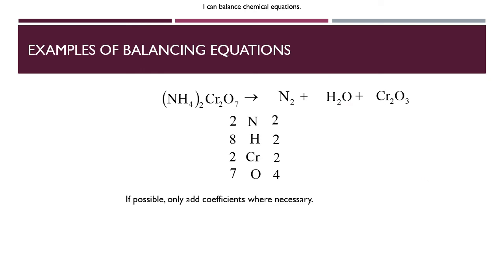Here the hint is this. If possible, only add coefficients where necessary. Or another thing to think of is think in terms of particles or molecules. Here's what I mean by that. Notice I need 6 more hydrogens, because I have 8 on the left and 2 on the right. And I need 3 more oxygens, because I have 7 on the left and 4 on the right. So 6 more hydrogens, 3 more oxygens.